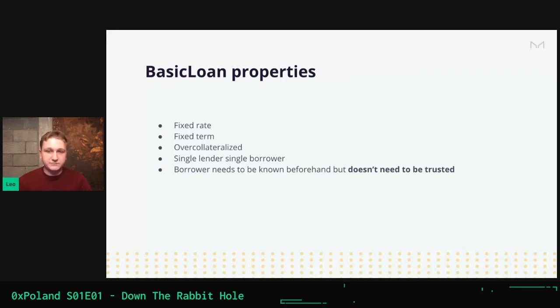It has a fixed term because we have the fixed timestamp. It is over-collateralized because in order for it to work, we need more collateral than the loan amount. Otherwise, if someone doesn't repay the loan, then liquidating the collateral will not help us. It has a single lender and a single borrower, and the borrower needs to be known beforehand, but he doesn't need to be trusted.